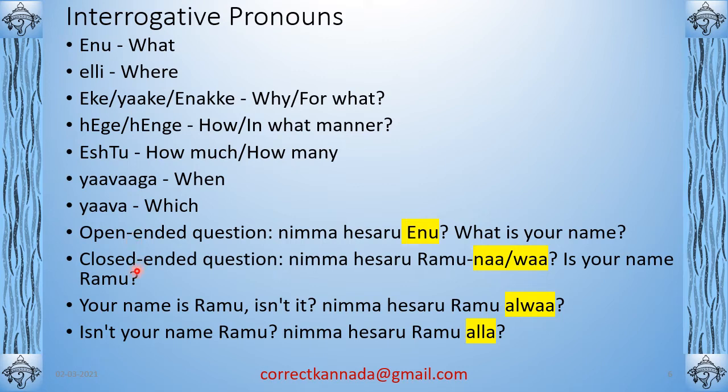A closed-ended question means you can answer it with yes or no. For example, Nimme hesaru Ramuna or Nimme hesaru Ramuva. It means, is your name Ramu? Then you will say yes, Haudu, or you'll say no, Illa. This is called a closed-ended question. Okay. Then you can have a question tag in the end. You can say Nimme hesru Ramu Alva. Isn't it? I mean, your name is Ramu, isn't it? Isn't it in Kannada is Alva. Okay, very easy to use. Then, isn't your name Ramu? Nimme hesaru Ramu Alla. Alla is again another way of saying, isn't your name Ramu? Right?